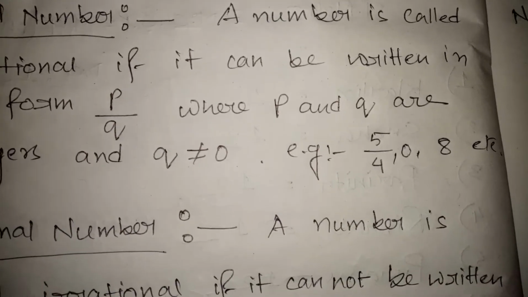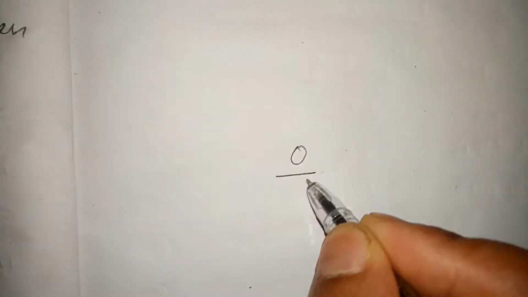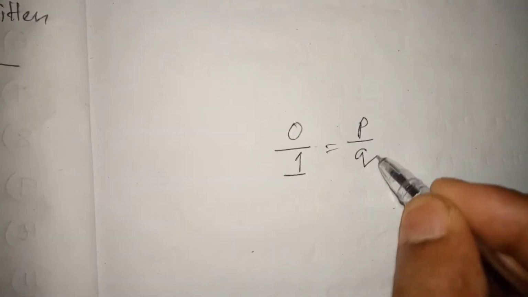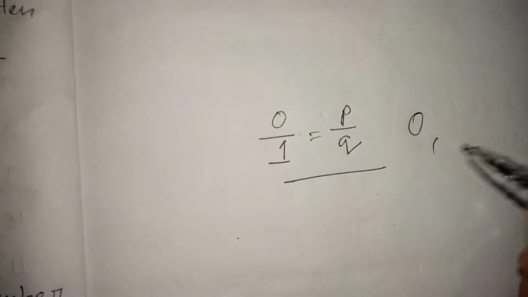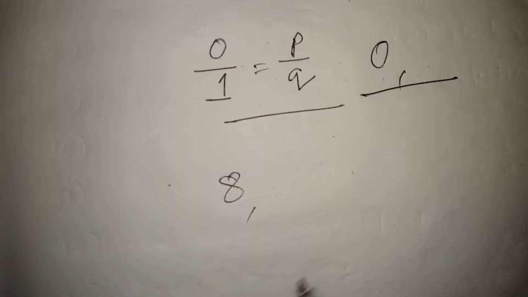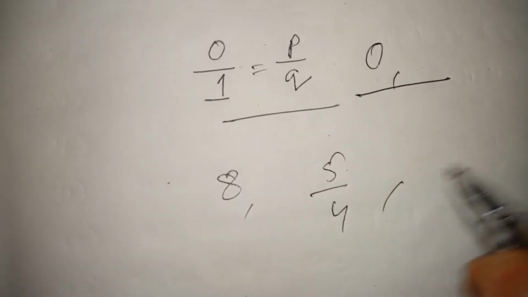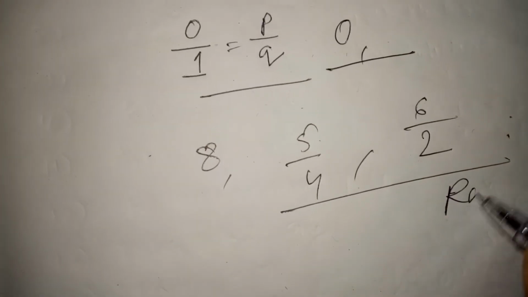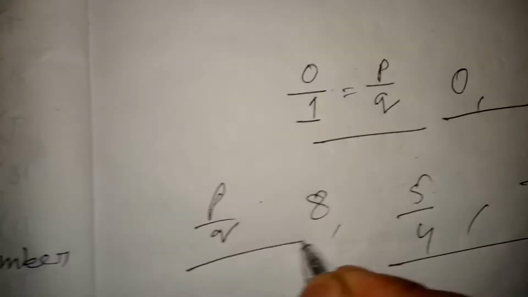Like this, 0 also, because in the case of 0 you can write 0 divided by 1. That means it is also in the form p by q, so 0 is also a rational number. Like then 8, 5 by 4, 6 by 2, all these are called what? Rational numbers. This can be written in the form of p by q.